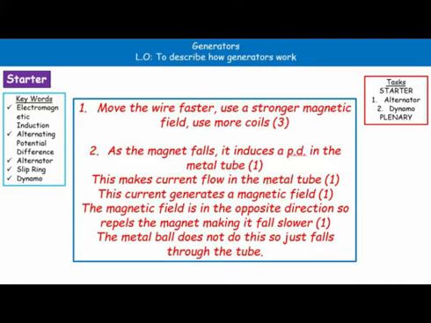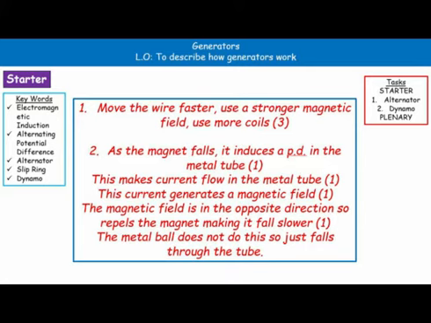Then for number two, when we're actually describing what happens when we drop our magnet through a tube versus just a metal ball and explaining the effect, then we've got up to 4 marks for this. Your first mark is for saying that as the magnet falls, it induces a potential difference in the metal tube. Second mark, if you've said that the potential difference makes a current flow in the metal tube. Third mark is for saying that the current generates a magnetic field of its own. And the final one is for pointing out that magnetic field is in the opposite direction to the one actually exuded by the magnet itself, and therefore the magnet is repelled, making it fall slower.